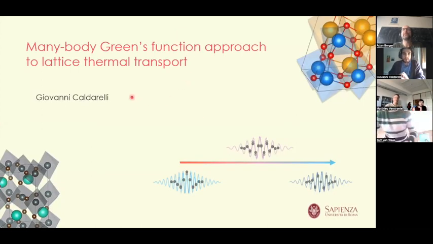And I will speak about my work, which is entitled Many-Body Green's Function Approach to Lattice Thermal Transport, which was recently published in the Physical Review B. And I would like to start from some basic concepts about lattice thermal transport.